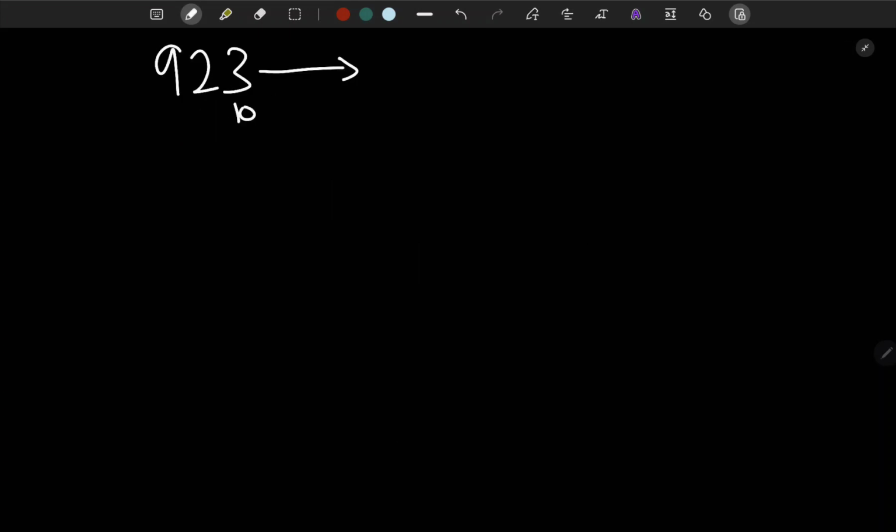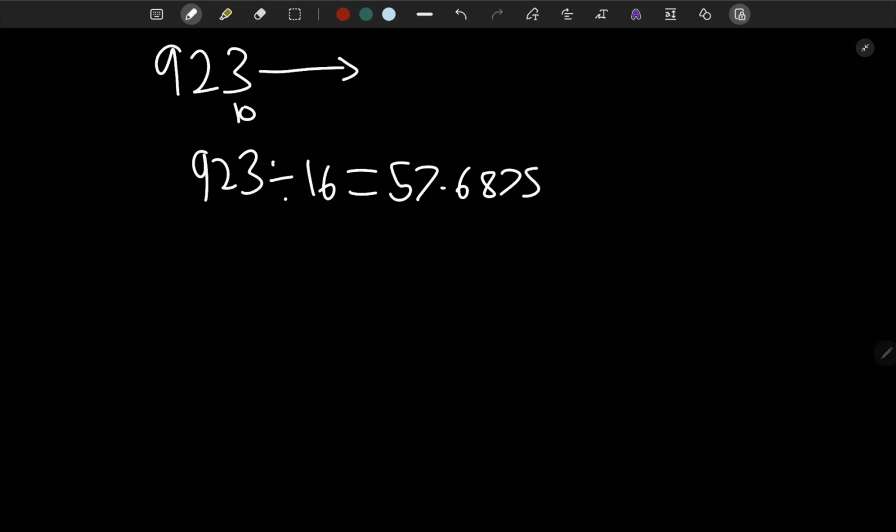So you can pause the video and try to do this yourself. So let's start by dividing 93 by 16, and this will give us 57.6875, and this should convert to 57, and the remainder should be 0.